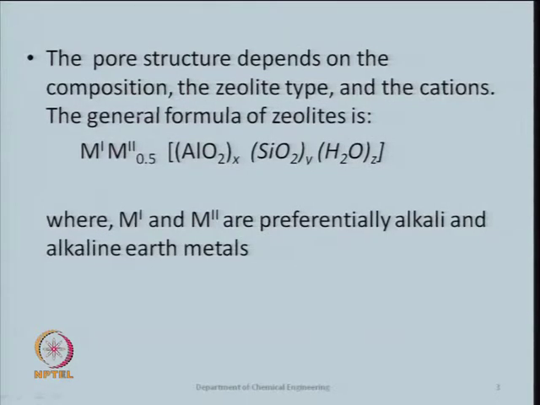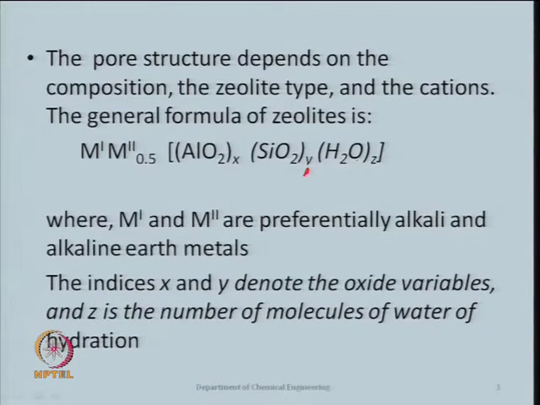So, composition wise, if you see, it has some cations or anions: M1, M2, and the stoichiometry AlO2 some X, SiO2 some Y, and water Z. This X, Y, Z may vary depending upon the composition or the amount of initial raw materials taken for the preparation during hydrothermal synthesis. M1, M2 can be the alkali or alkaline earth materials in the zeolite. X and Y denote the oxide variables and Z is the number of molecules of water in the zeolite.